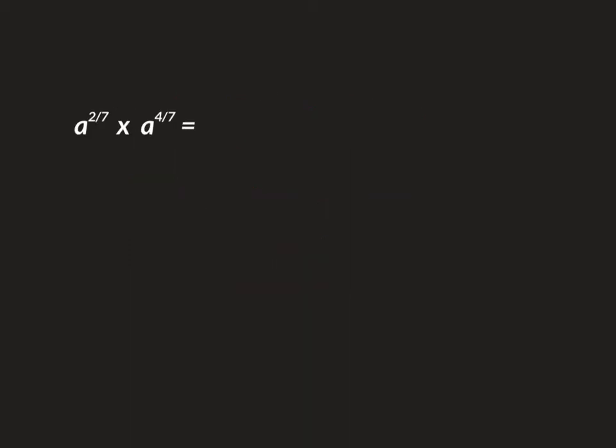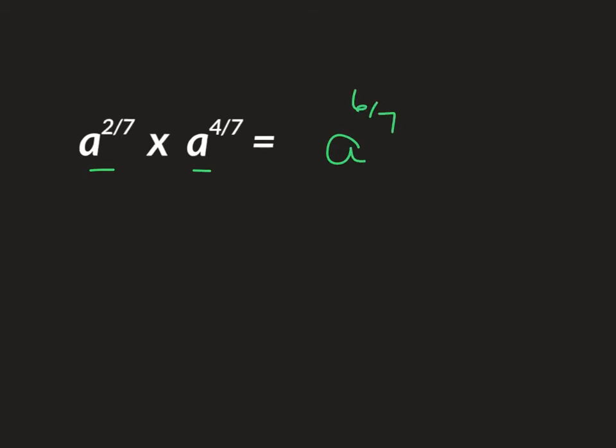All right, don't forget this rule. When you have two terms that are multiplied together like this, they have to be the same base, like both bases are a, so we're good. All you do is you add your exponents up. So a to the 2/7 times a to the 4/7 is a to the 6/7. If you want to write that as a radical, you'd write the 7th root of a to the 6th, because the bottom number is the root, the top number is the power.